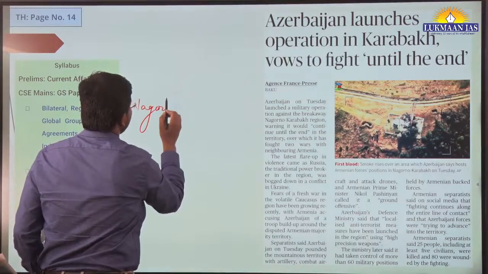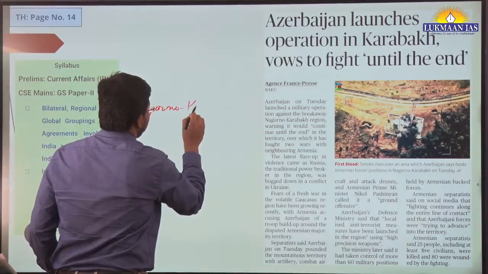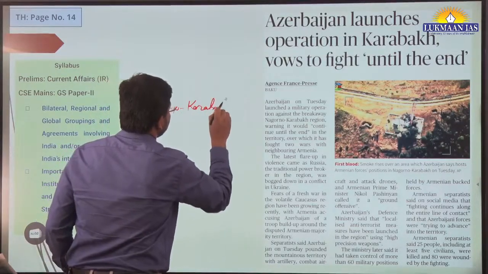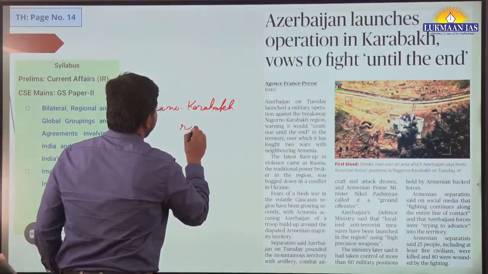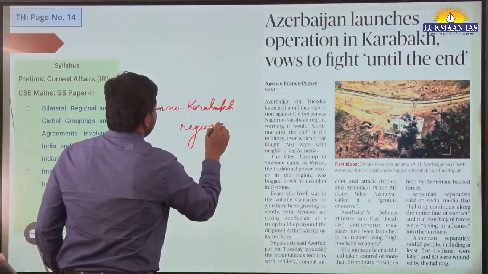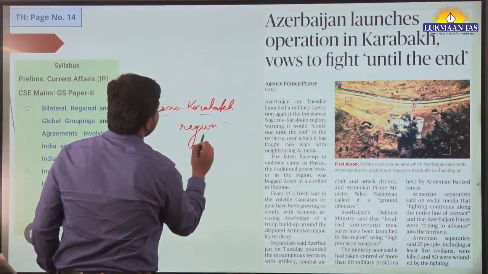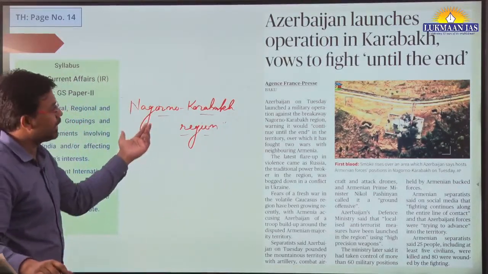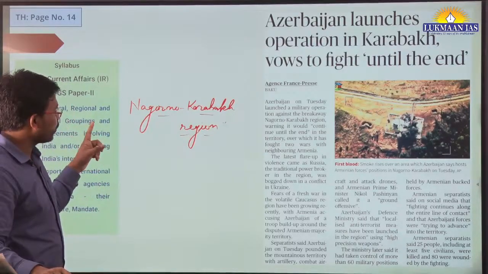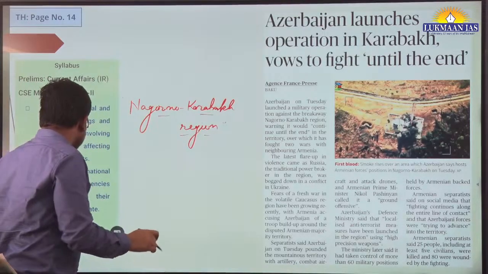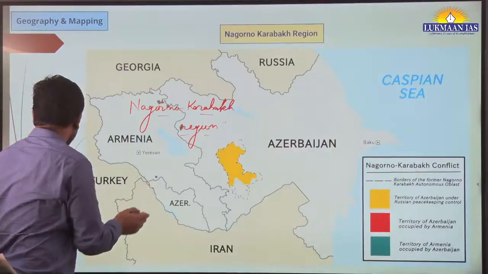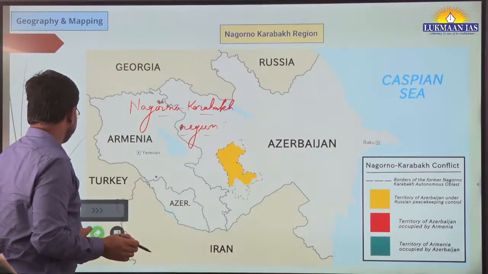It is known as the Nagorno-Karabakh region. That day we discussed it, however this is in the news now. So we are going to see where this region is and what the conflict is all about.